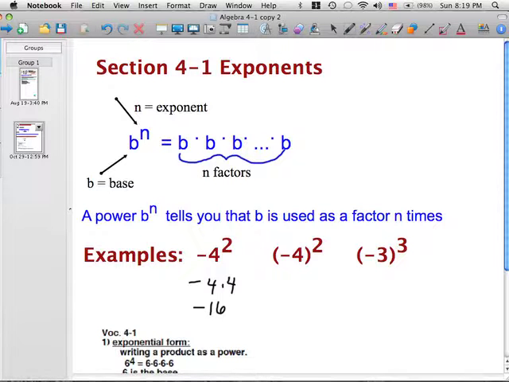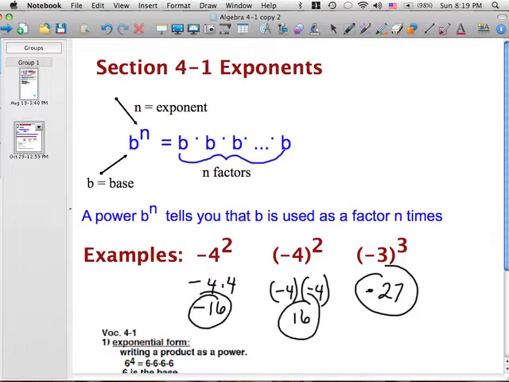If, however, you put parentheses around the negative 4, then that's a negative 4 times a negative 4, which makes positive 16. And if you have an odd exponent and a negative number, the answer is always going to be negative, and negative 3 cubed is negative 3 times negative 3 times negative 3, which is negative 27, because you have an odd number of negatives.